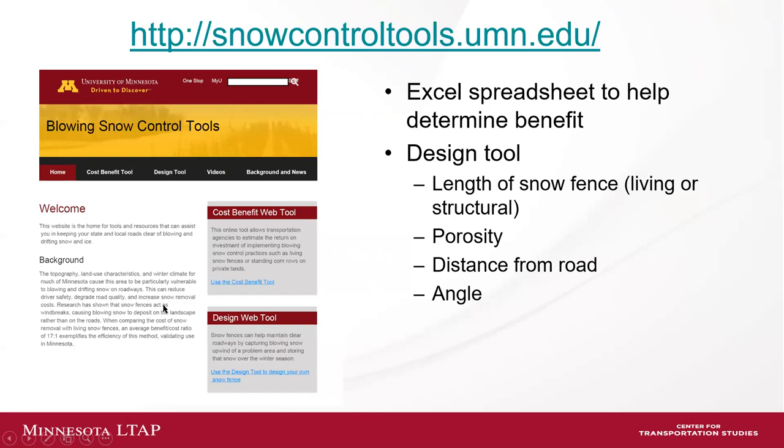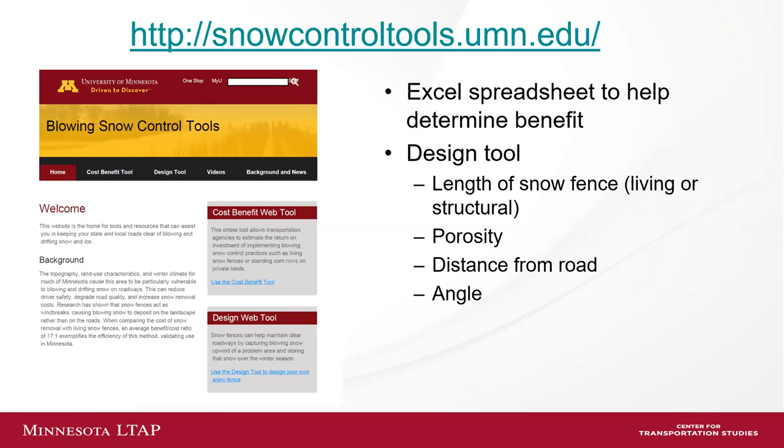And then you can go to the design tool. And the design tool, this is really cool. You put in all of your information, like the direction of the road, whether it runs north, south, east, west, whatever, and the direction of the prevailing winds in the wintertime. And then it will give you information on whether you want to use a living snow fence or a structural snow fence and what the porosity of that snow fence should be, meaning how much air can move through it, how porous it is. It'll also tell you how far back from the road the fence should be, how tall it should be, and what angle it should run in relation to the roadway. So it'll give you all kinds of information to help reduce that issue of drifting snow.